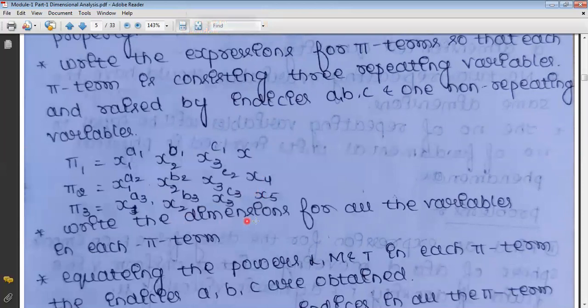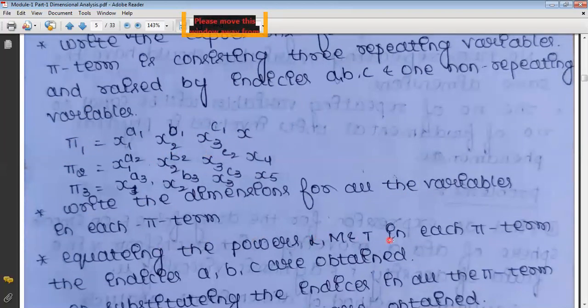Now you write the dimensions for all the variables in each pi term. You take the first pi term, you write the dimensions on both the left hand side as well as the right hand side, equate the powers of L, M and T, and you'll get 3 equations. You solve, you'll get a1, b1, c1. Next you take pi 2, write the dimensions on both sides, and equate the powers of L, M and T, you'll get a2, b2, c2. Similarly, for pi 3, you write the dimensions, equate the powers of L, M and T, simplify, and you'll get a3, b3, c3.